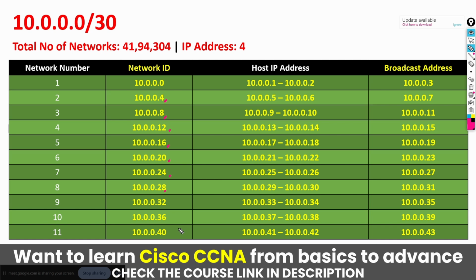Getting my point? Now you already know what the broadcast ID is. You just have to subtract 1. For network 10.0.0.4, what is the broadcast ID of this network? We have only 4 IP addresses, right? So 0, 1, 2, 3 will be the addresses, so the broadcast ID is 7. For the next one, this is 8 minus 1, so you can simply subtract: 8 minus 1 is equal to 7. The broadcast ID will be the previous network's last address. Right? Simple.